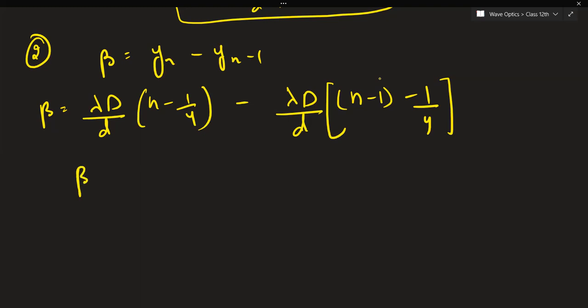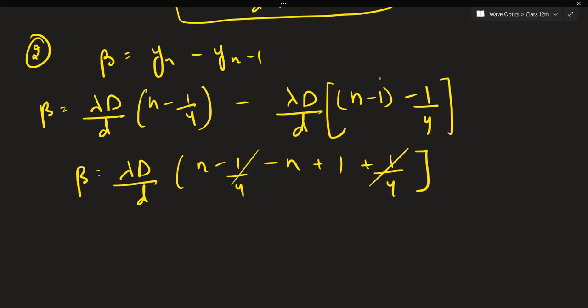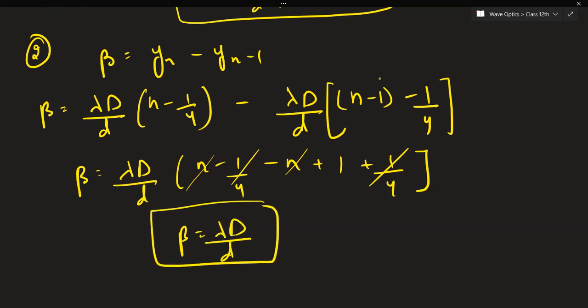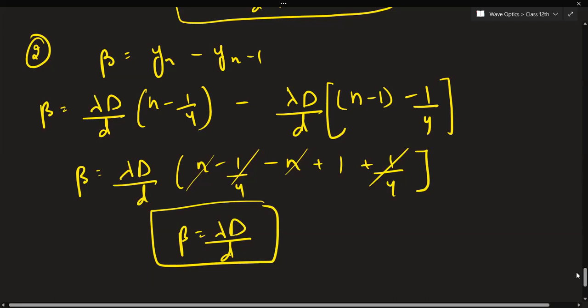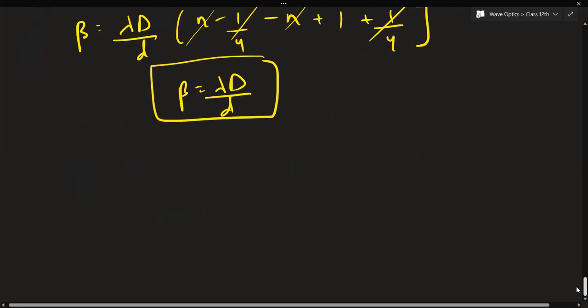Now, if you solve this, you take lambda capital D by small d common. You're left with n minus 1 by 4 from here. This becomes minus n, then this becomes plus 1 by 4. 1 by 4 cancels and n gets cancelled. Only 1 is left, that is beta is equal to lambda capital D by small d. I have told you earlier as well, wherever you have fringe width, this will always be lambda capital D by small d. Last part said you have to find out the central fringe condition or something like this.